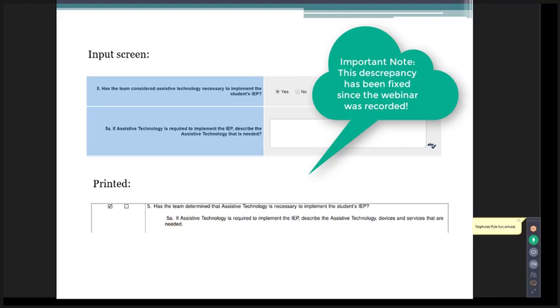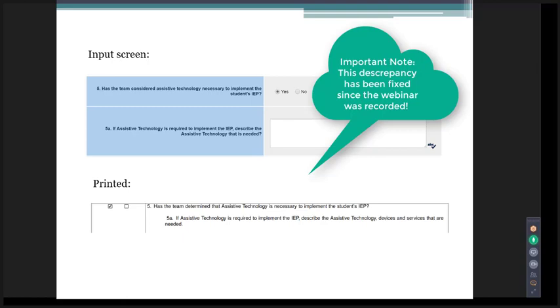So when you're on the input screen, you need to realize that a yes answer means yes, it's been determined necessary, and you're going to need to put more information. A no answer is determined not necessary.